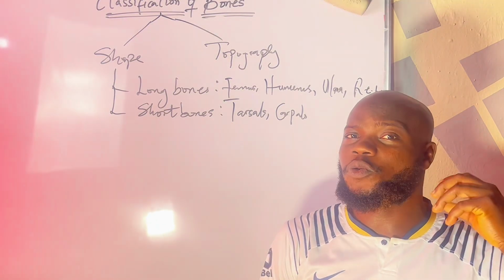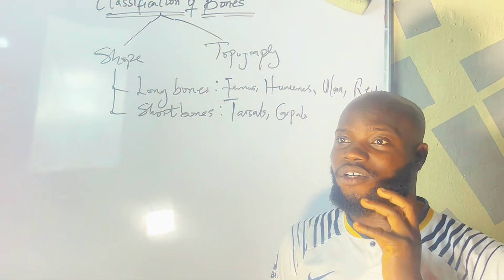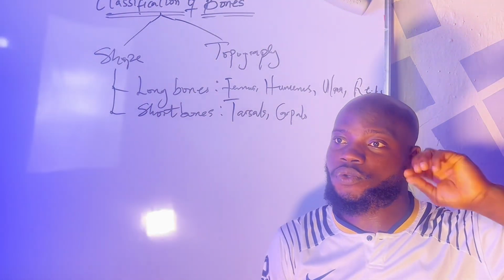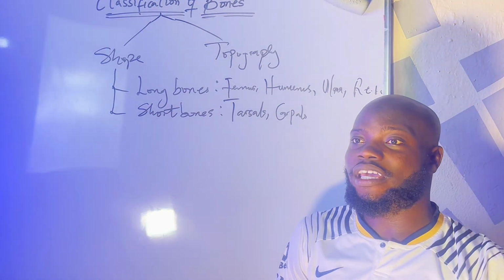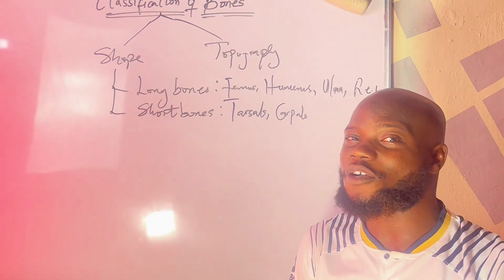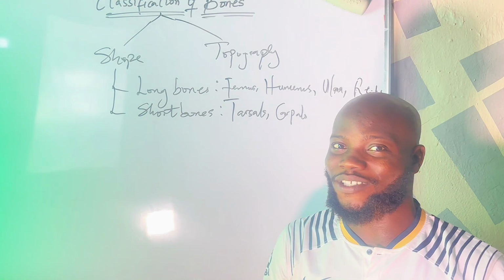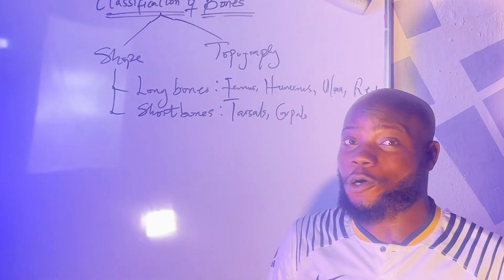We also have the ossicles, the bones of the ear: the malleus, the incus, and the stapes. They are the bones inside your ear. As a matter of fact, they are the shortest of all bones. The longest bone is the femur. The shortest bone is the ossicles, or you call them malleus, incus, and stapes.